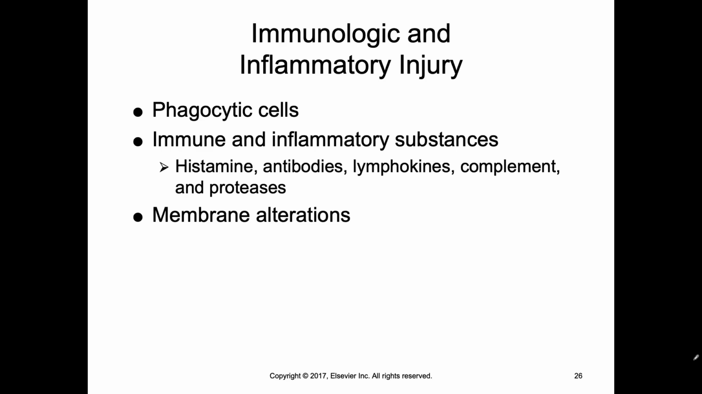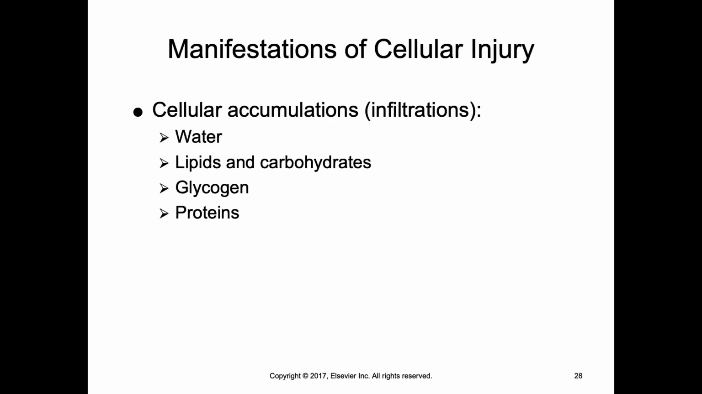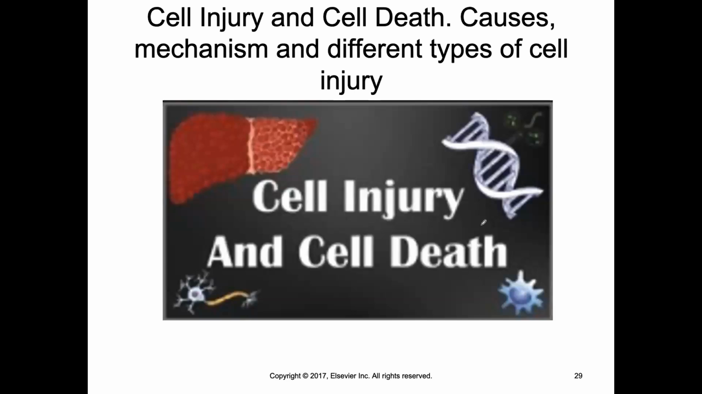So let's jump over here. Manifestations of cellular injury include infiltrations of water, lipids and carbohydrates, glycogen, and protein. What we mean by infiltration is that it gets inside the cell. So let's take a look at cell injury and cell death.